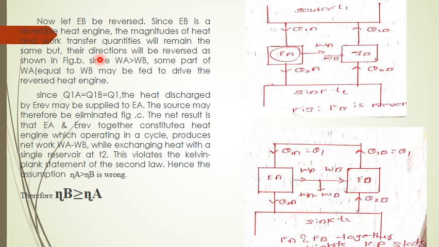Now let EB be reversed. This reversible engine is reversed. Since EB is a reversible heat engine, the magnitudes of heat and work transfer quantities will remain the same, but the directions will be reversed. EB is reversed as shown in figure B. Since the work done by engine A is more than the work done by engine B, some part of WA, which is equal to WB, may be fed to drive this reversed heat engine.